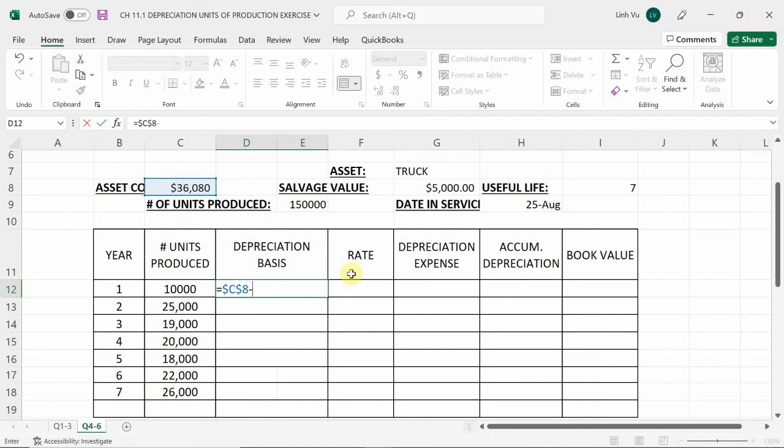36,080 minus 5,000. And that would give you 35,580. 5,000, not 500. So 3180. Okay, hold on.